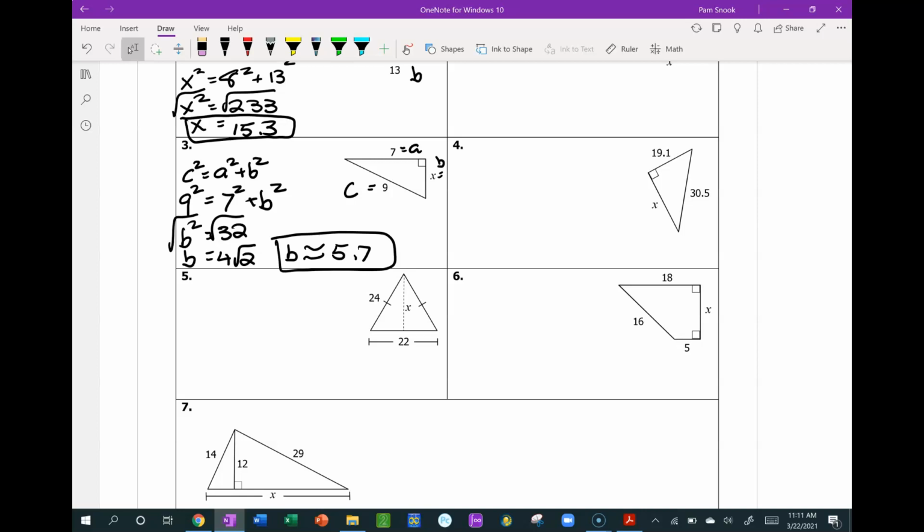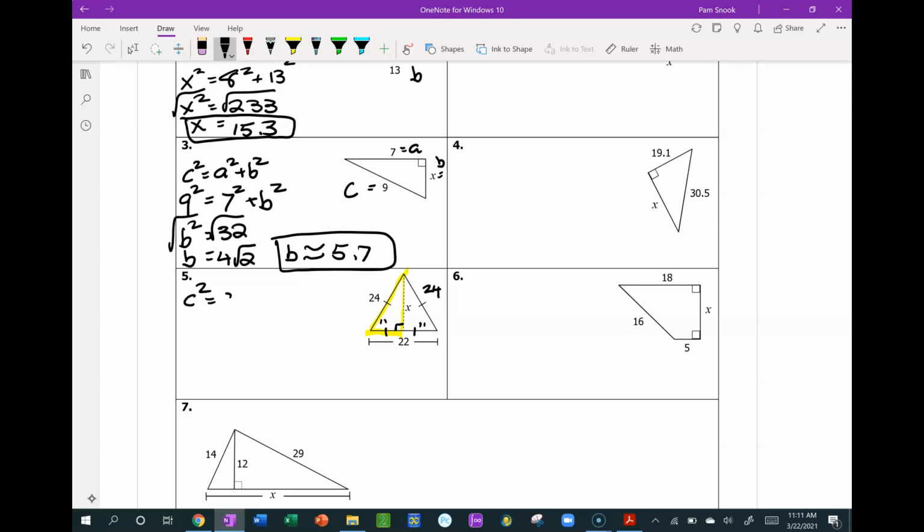Take a look at number 5. We have an isosceles triangle, and then X is this dashed line going down the middle there. That is a perpendicular bisector. So what it's going to do is split that bottom side into 2 equal pieces that both measure 11, and your right triangle is right there. I'm going to grab my highlighter and highlight the right triangle that I'm looking at. Now in this triangle, X is a leg and so is 11, and 24 is the hypotenuse.